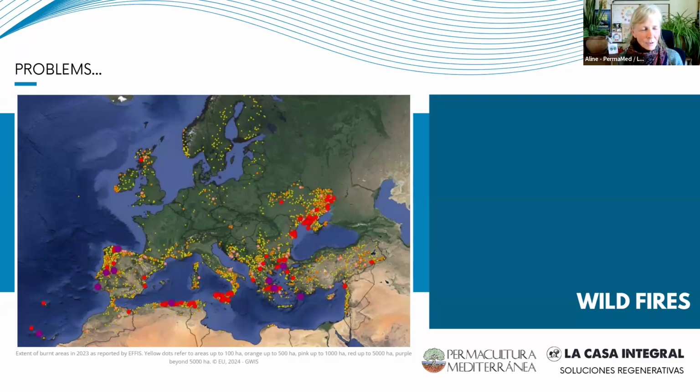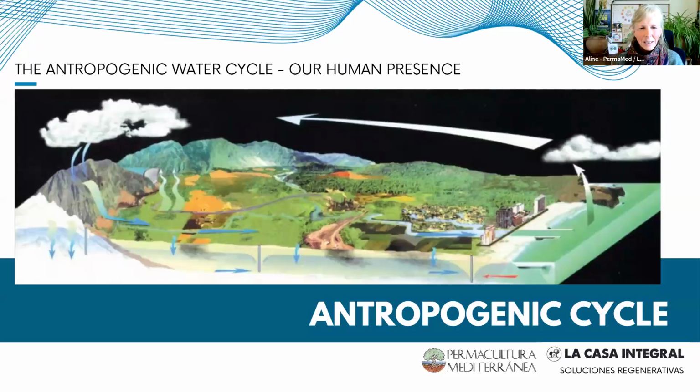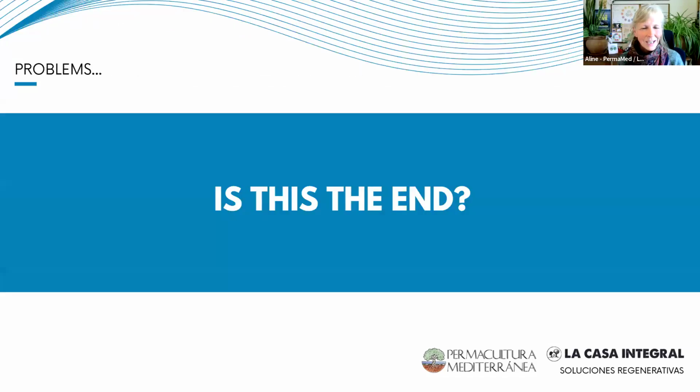So we then have more and more fires on the continent because the landscapes are dried out. The big dots, red and orange and purple, they are thousands and thousands of hectares. Yes, even in Denmark, you also have fires. This is the summer of 2023. So more and more areas are just being devastated because of the whole water cycle being off balance. And surely the water cycle has taken a hit because of our human presence.